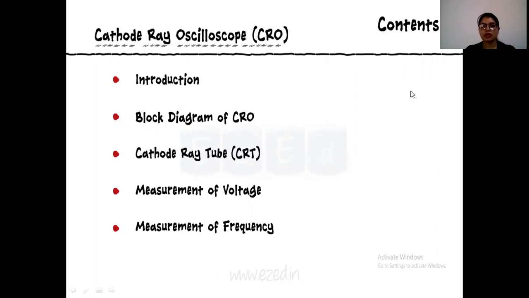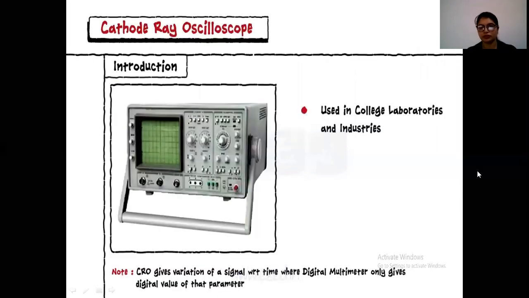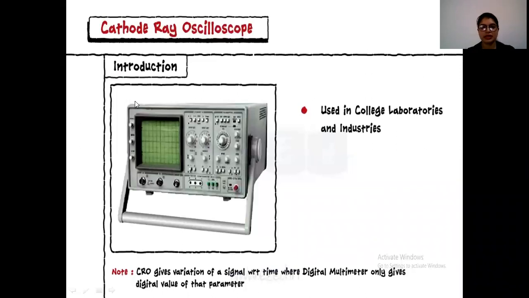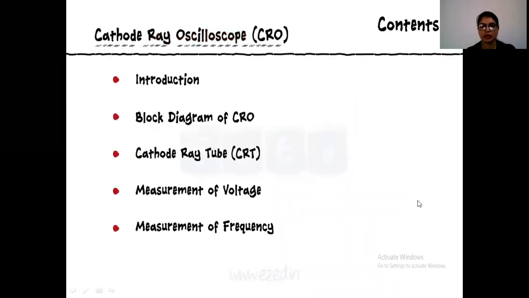Students, today we will do our new chapter, that is CRO. What is CRO? CRO is cathode ray oscilloscope and it looks like this. This is basically CRO. I hope you already have seen this in our laboratories. So in this lecture, we will cover our introduction part and block diagram of CRO.